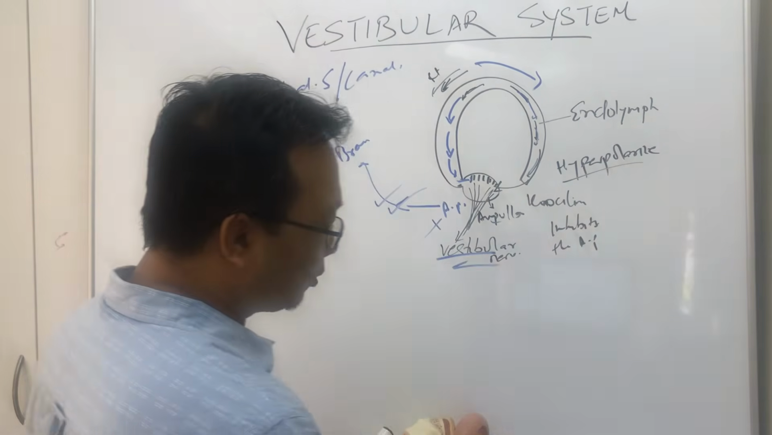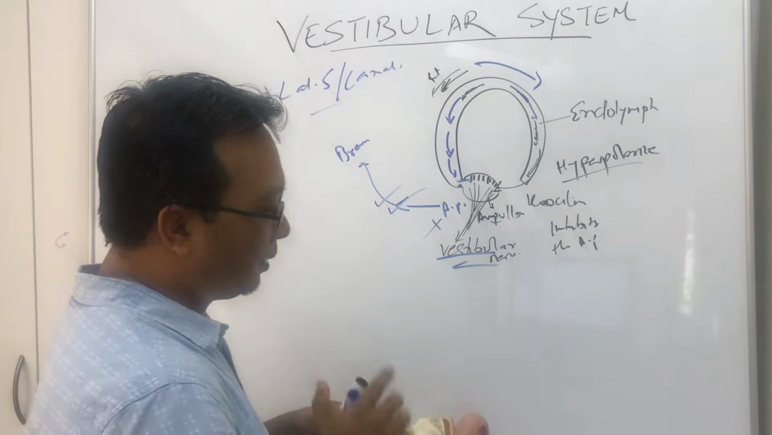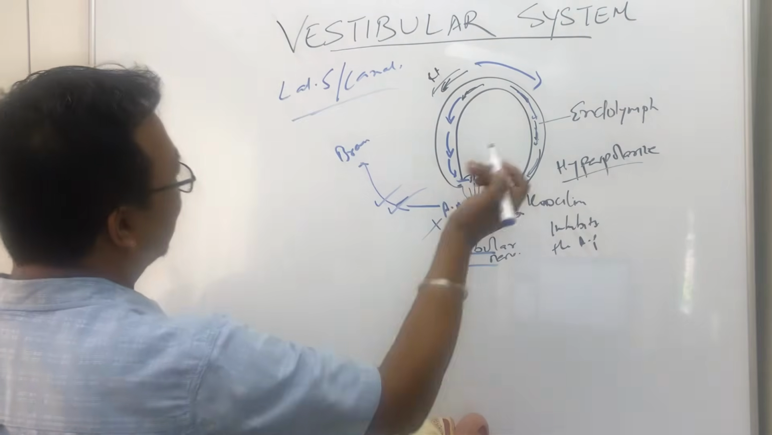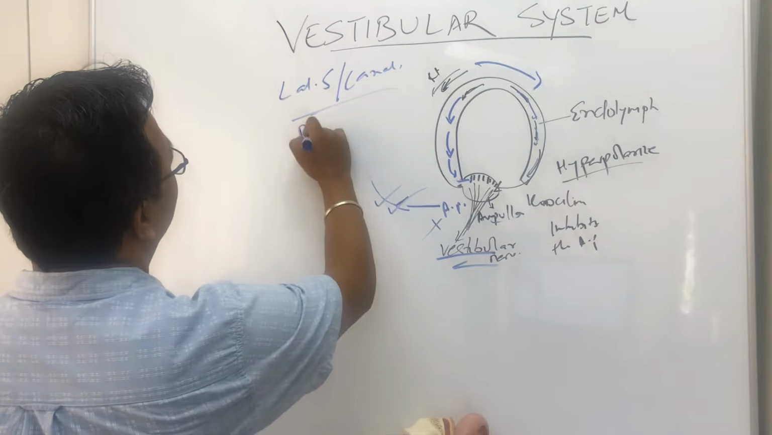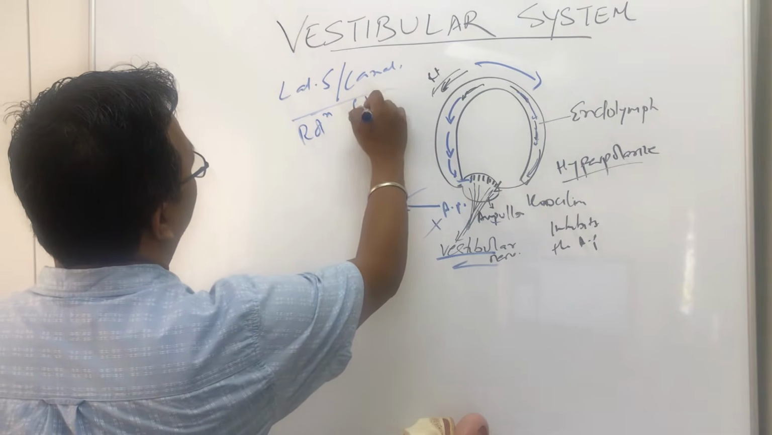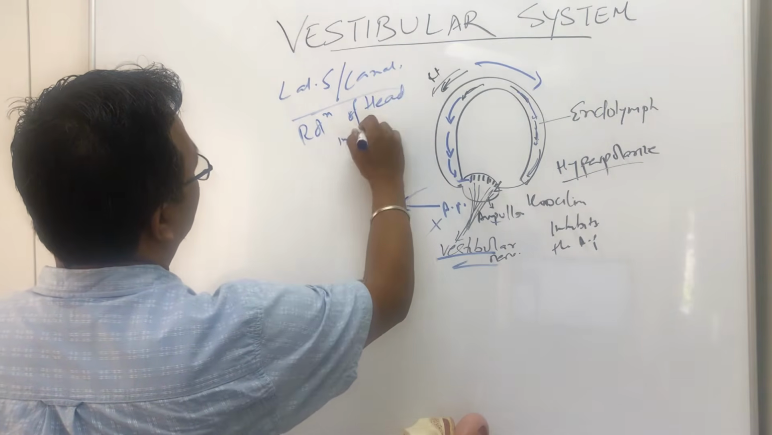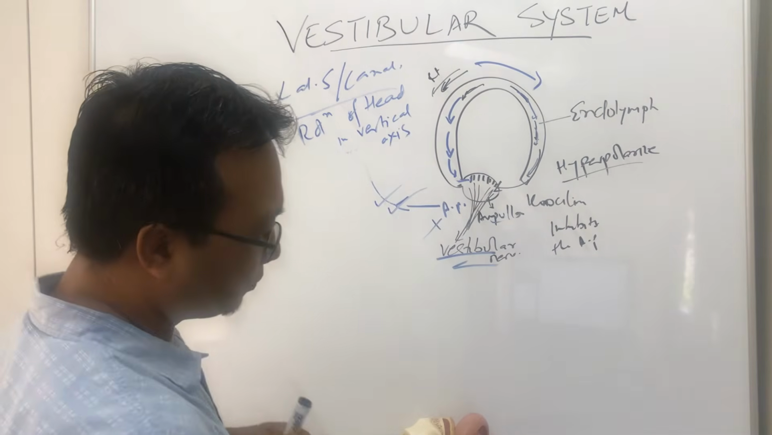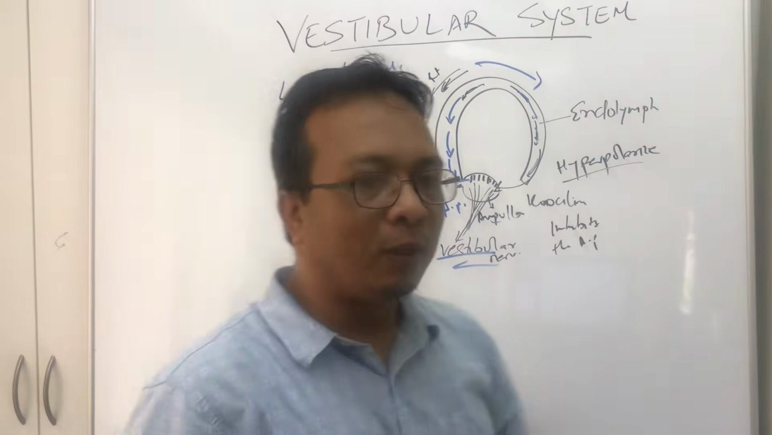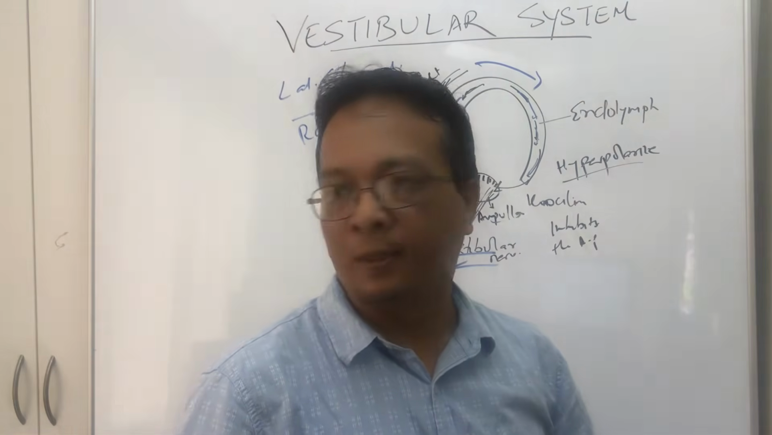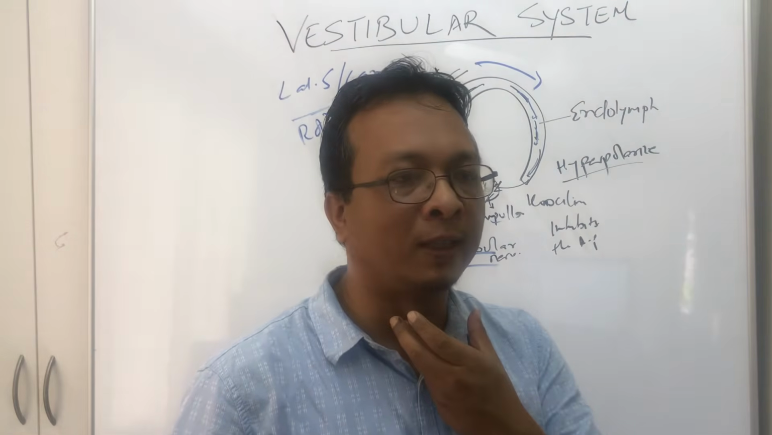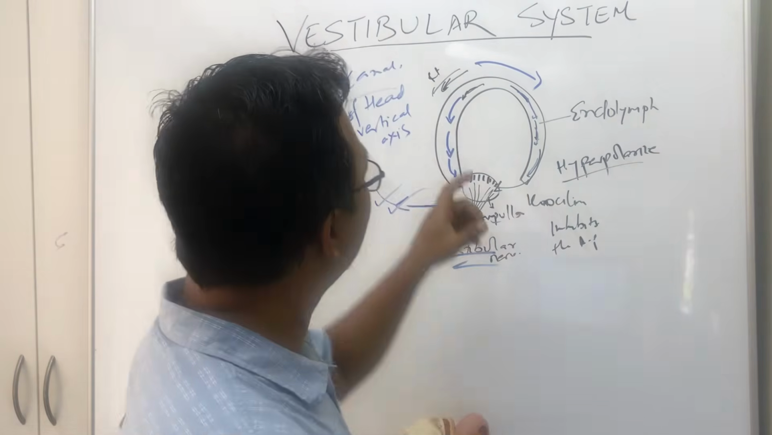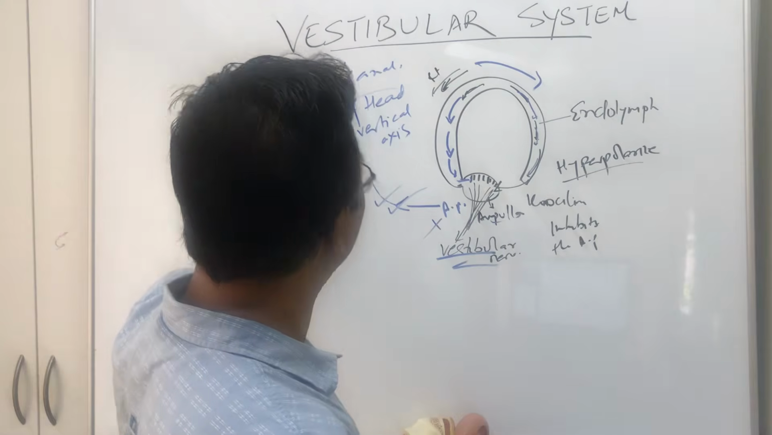This lateral semicircular canal basically tells about rotation of the head in a vertical axis. Vertical axis means when you are moving your head from one side to another. So when you are moving your head in a vertical axis, left or right, that is sensed by the lateral semicircular canal.